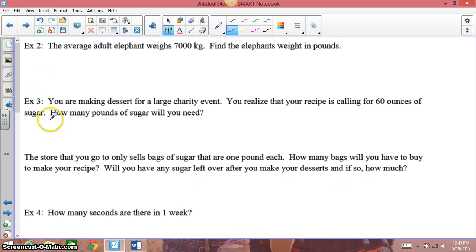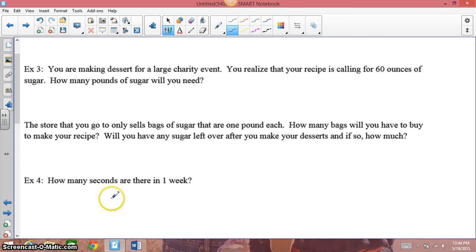Look at example 3. So this is one that would not be a direct conversion. I can't do it in just one step like you just saw in the previous problem. It says you're making dessert for a large charity event. Oh no, excuse me. I want to go on down to example 4. How many seconds are there in 1 week? So let's start with 1 week. Again, it's not a fraction, so I'm going to put it over 1. I want to get rid of weeks.